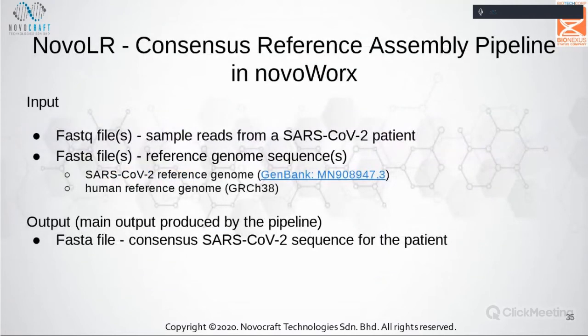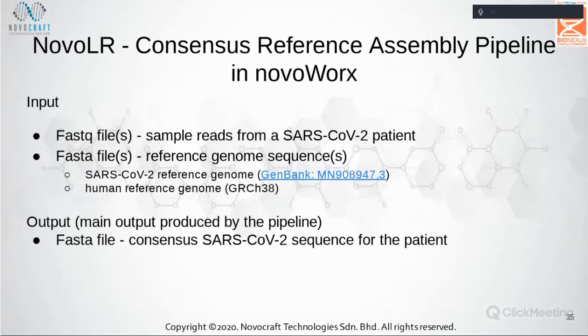So what input should we have in order to use this pipeline? First, we need a FASTQ file that contains sample reads from a SARS-CoV-2 patient. Depending on the sequencing method, we obtain one FASTQ file if we have single-end reads, and we obtain two FASTQ files if we have paired-end reads.